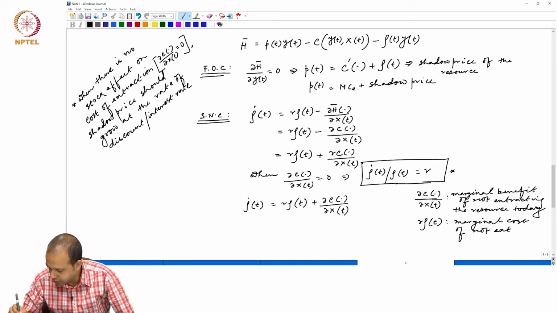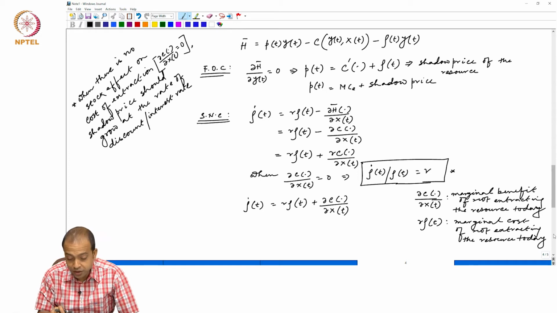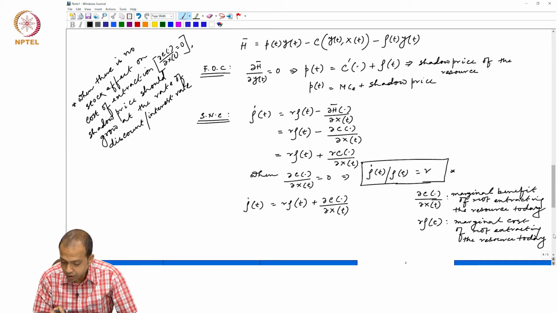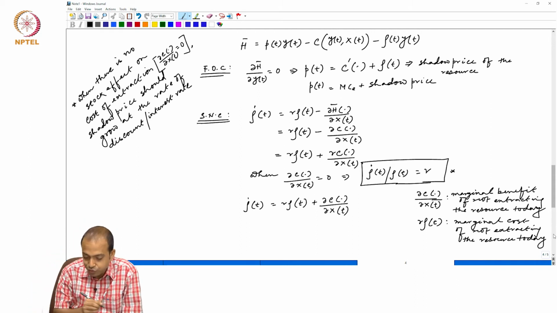Not extracting the resource today. So, this is the marginal benefit of not extracting the resource today, and this is the marginal cost of not extracting the resource today. At equilibrium, these two things should be equal. Okay? These two things should be equal.